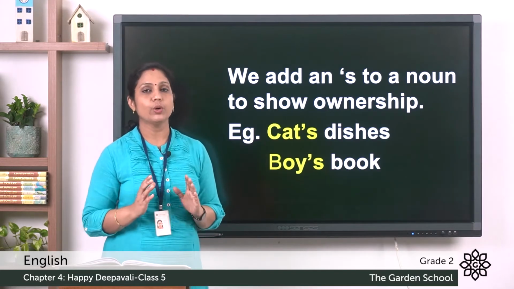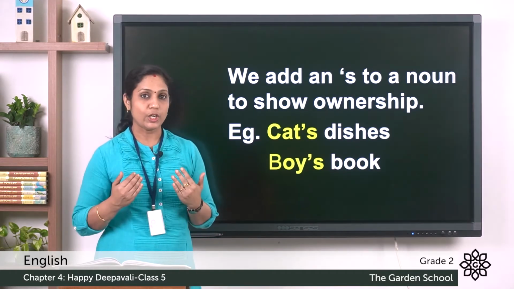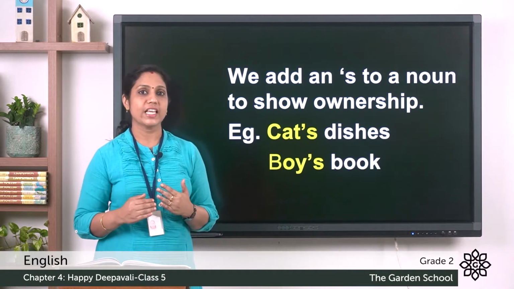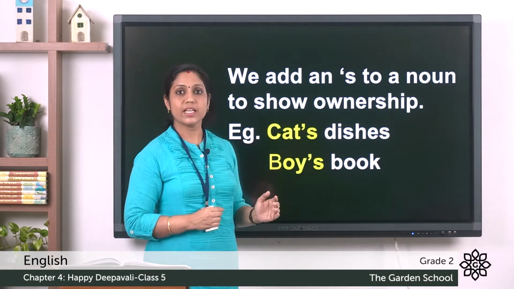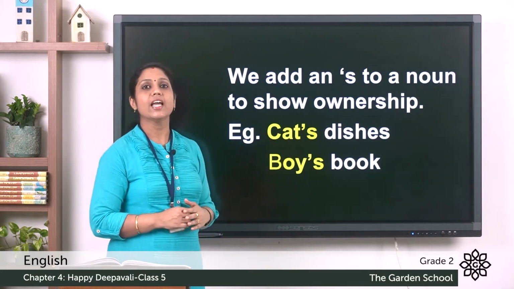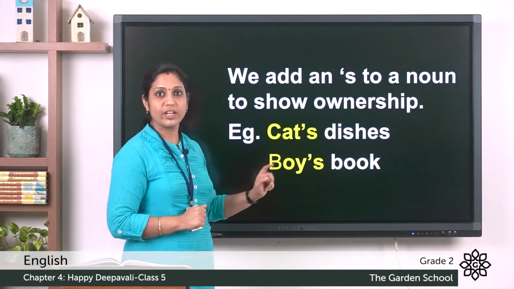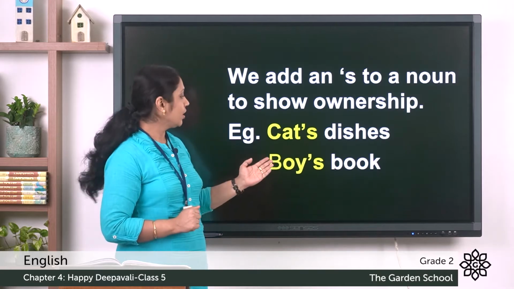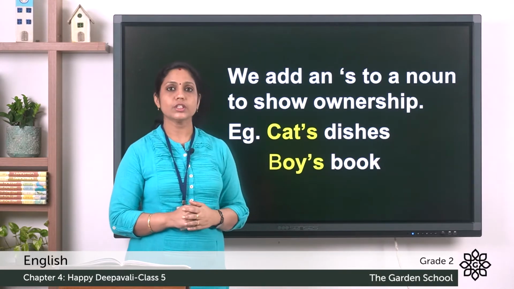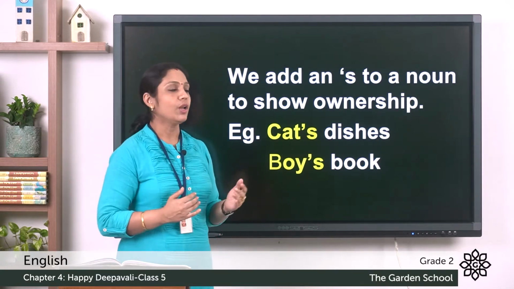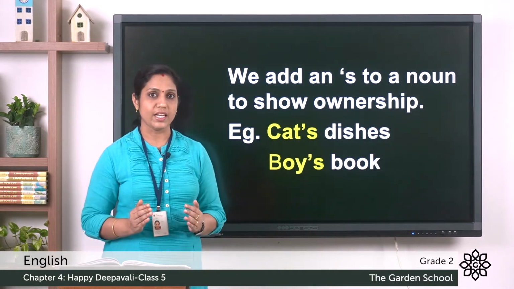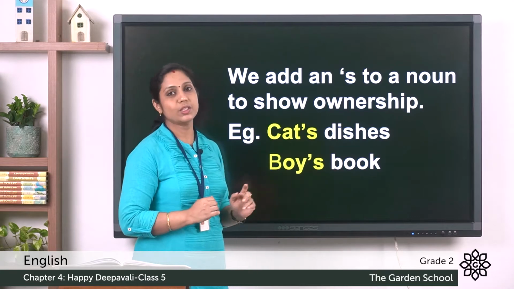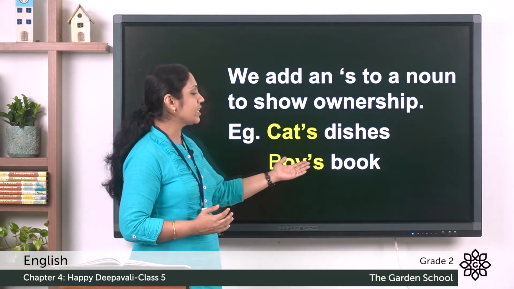When in plural, we don't insert an apostrophe. When do we insert an apostrophe? When we are saying something belongs to someone. So here, cat's dishes means the dishes belong to the cat and so we have to insert an apostrophe and write S after that. Boy's book. So what does that mean? The book belongs to the boy. It doesn't mean that there are many boys. It means that the book belongs to the boy. So we read it as boy's book.